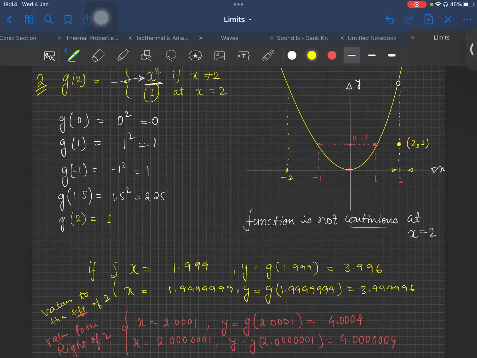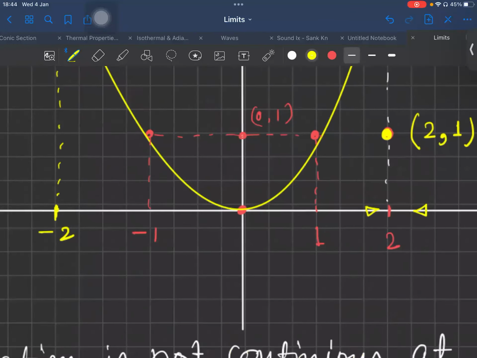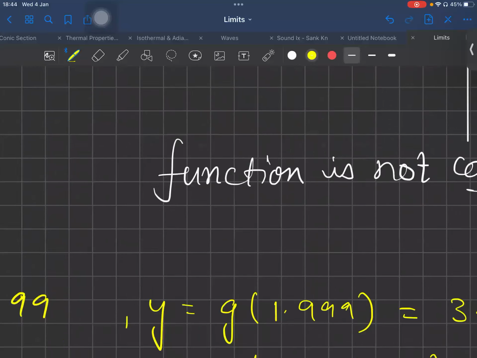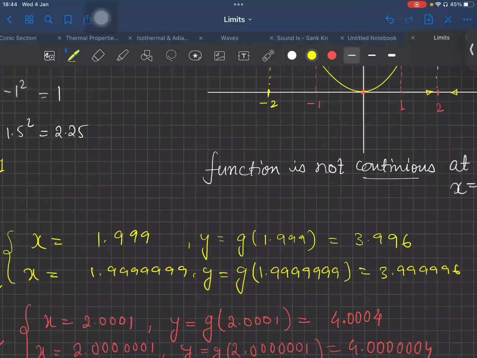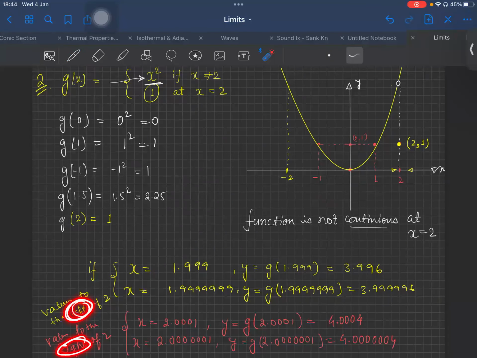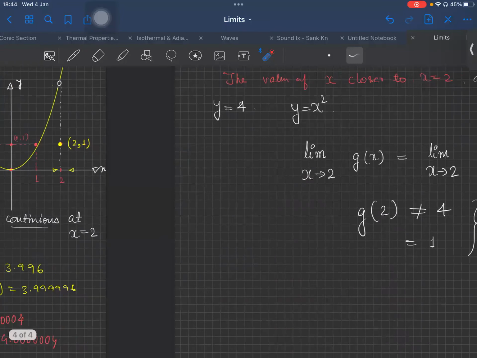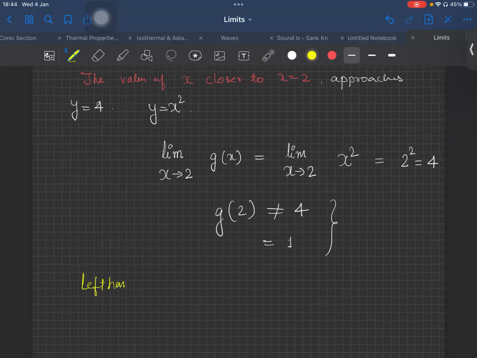Now there are two types of limit. I told you, see, this value I have written from the left side, right? If you can see the pointer, left and right. Left means the value which is lesser than 2. Right means the value greater than 2. That means right will approach in this direction, left will approach in this direction, right? So the values to the left hand side, we call it left hand limit.